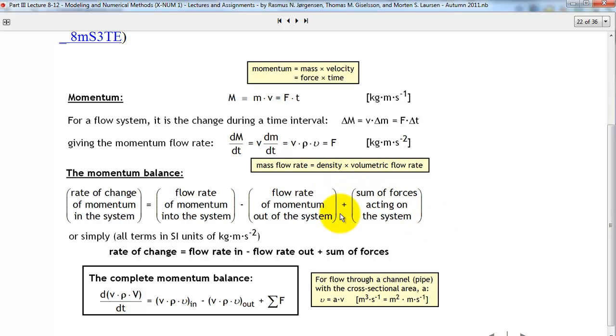And then there are some forces you need to take into consideration. For example, if there's friction along the edge of a pipe or channel, then that will have an effect on what is happening with the momentum. It's kind of putting a brake to the system. So here it's summarized the flow rate in and the flow rate out, and then you have to take the forces into consideration. And that's the same which is stated here, where you have the speed, the flow in volume, and the density.